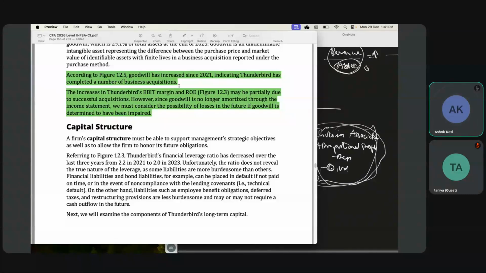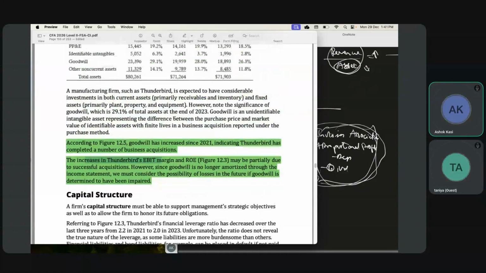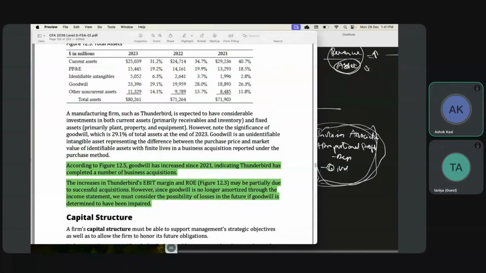You understood this point? Okay. Then, the increase in Thunderbird's EBIT margin and return on equity may be partially due to successful acquisitions. However, since goodwill is no longer amortized through the income statement, we must consider the possibility of losses in the future if goodwill is determined to be impaired. So these are all the hidden things which no company is going to directly tell you, which you have to understand. So this is the analysis.